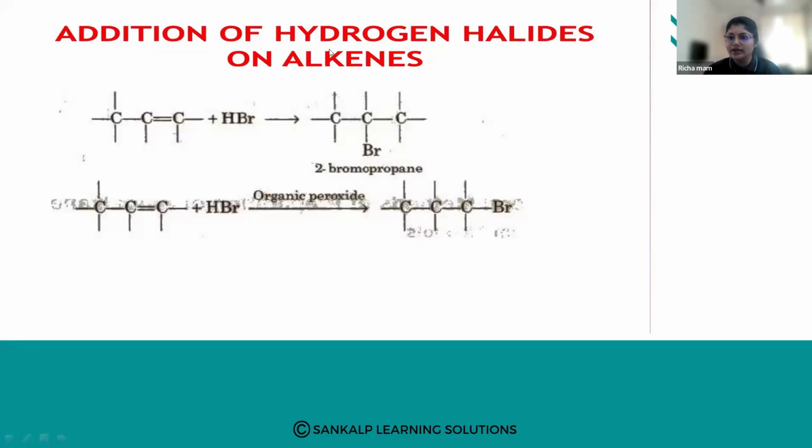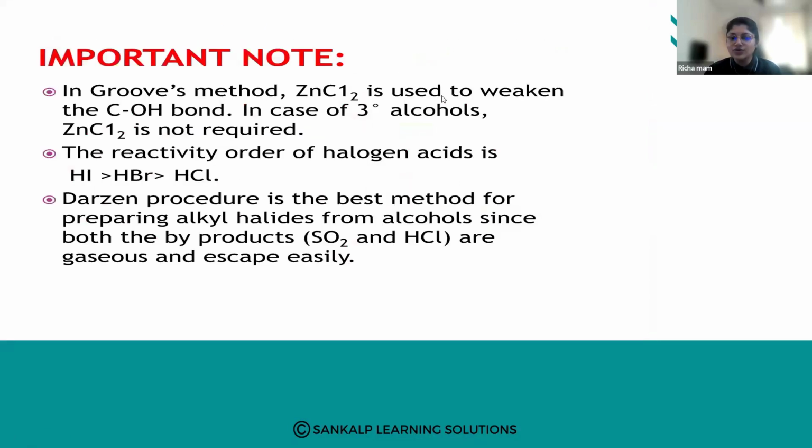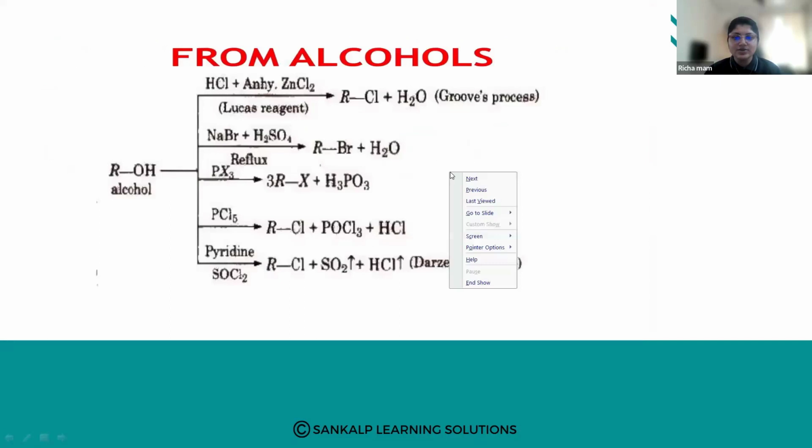Anhydrous means what? Anhydrous means there is no water molecule associated with this compound, so anhydrous ZnCl2, zinc chloride. Then we discussed what is the Groves process. Then we have seen what is Darzens process.